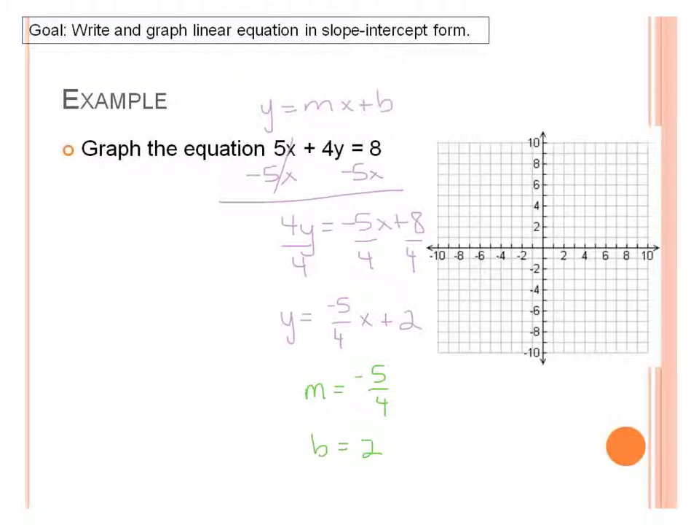To plot it, you're going to start at 2 on the y-axis. You're going to count down 5 over 4. Down 5 over 4. If you want to, you could count up 5 and then you would count back 4. Okay, so +5, -4. Draw in your line, make sure to put arrows on the ends.